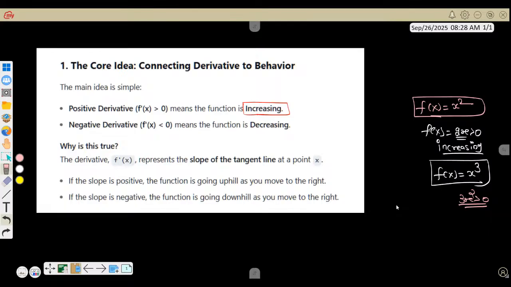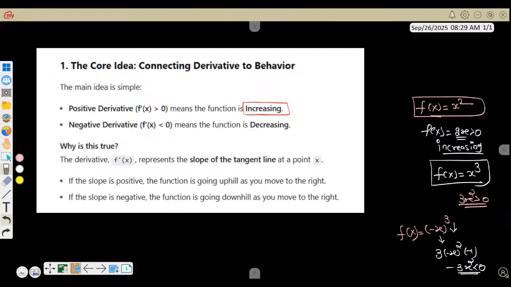Now let us suppose you have negative x cube. Now what kind of function is this? The derivative of this function is 3 times negative x square, since the derivative of negative x is negative 1. So this is negative 3x square, which is less than 0. So this function is a decreasing function. So you got the meaning of increasing or decreasing? Good.